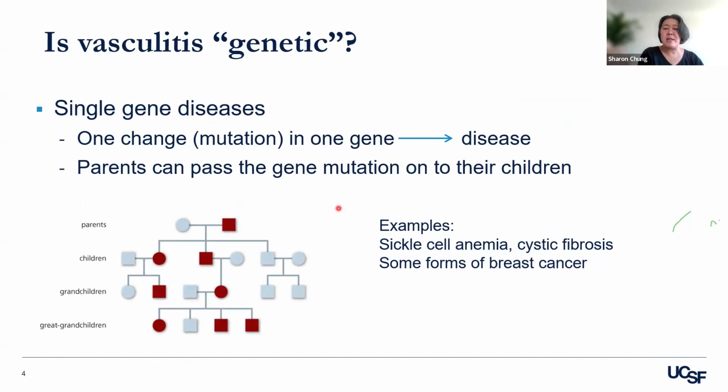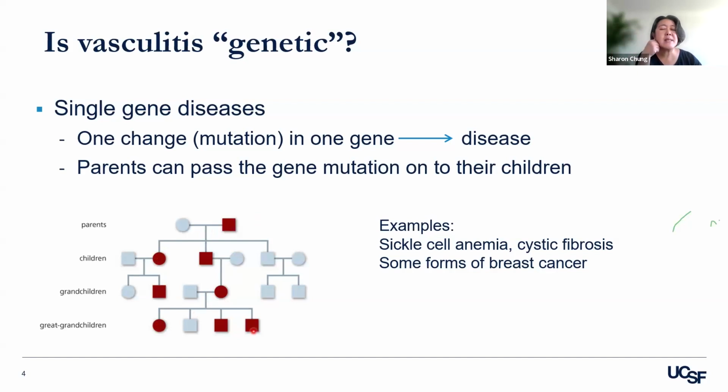Family trees for these types of genetic diseases are often what's seen here on the left, where you have an affected individual. That individual has passed that genetic mutation onto his children, who have passed it on to their children, who then have passed it on further.